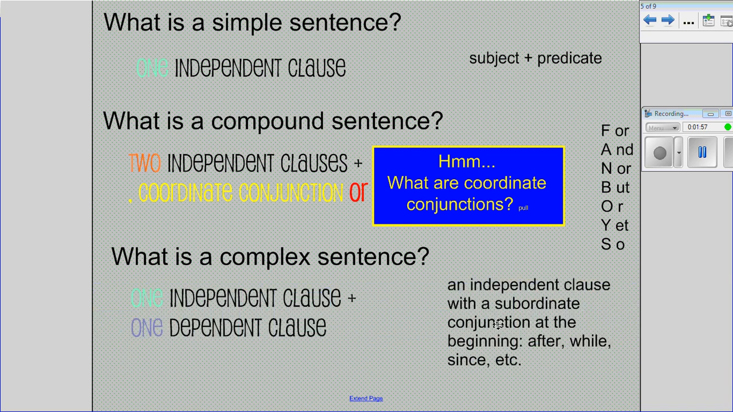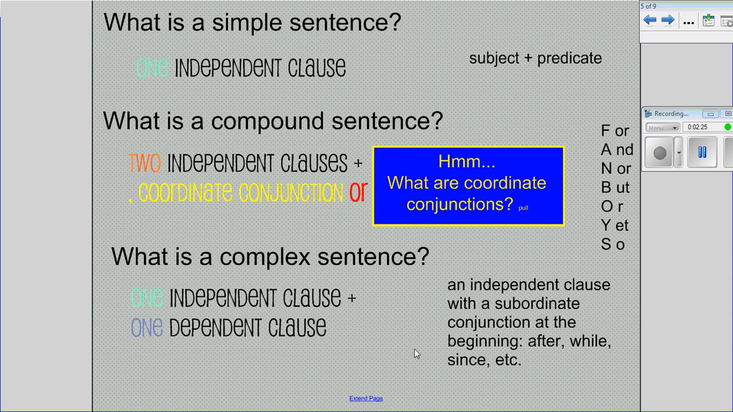Your dependent clause is an independent clause with a subordinating conjunction at the beginning. So those subordinating conjunctions are in our song. Their examples are after, while, since, although, as. So we now have done a lot of talking this year about these three types of sentences: the simple sentence, the compound sentence, and the complex sentence.